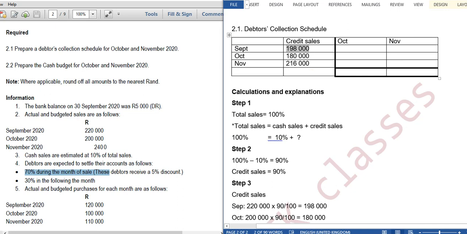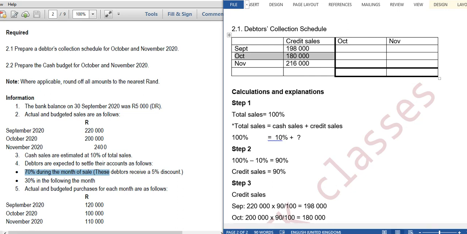because here we are not going to use this when you're looking at 70%, because we don't have a schedule for September here. We only have October and November. So if we are looking at this instruction which says during the month of sale, we are going to look at this amount because we have a schedule for October. So we have October and October, right?